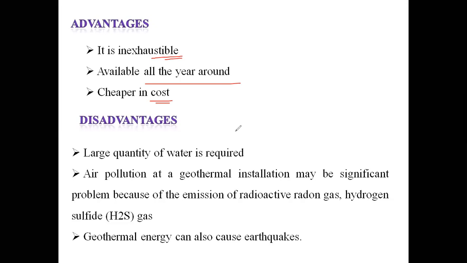The power plant can be constructed away from the load center. Due to that, the transmission cost and line losses are increased. That is one of the disadvantages. And the geothermal power plant can also cause earthquakes, because due to the injection into borewells, we are injecting more boreholes. The future effect is earthquake.